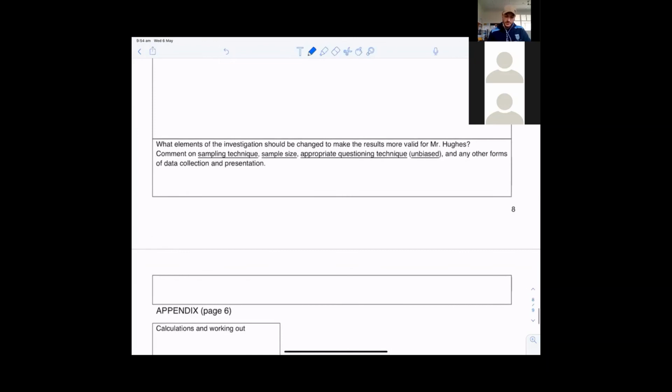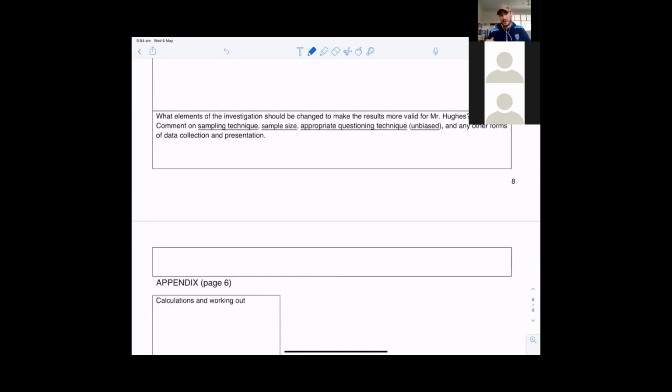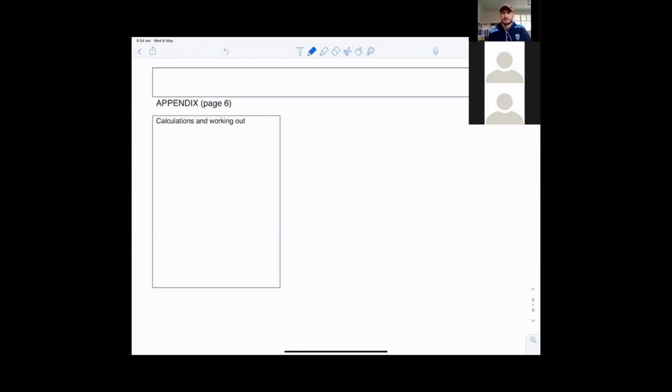Okay, and then if you didn't show your working in Solve because you just wanted to put the answers there, you put them in Appendix. All right.